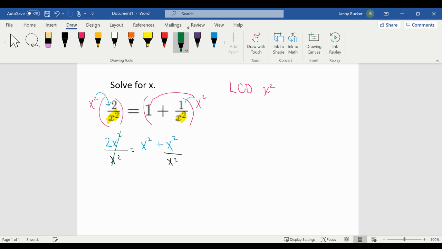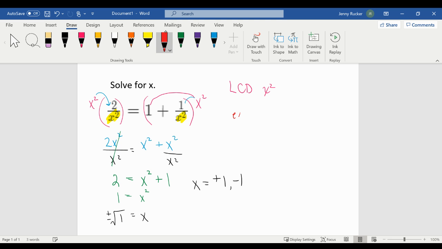So here our x squareds will cancel, and we have 2. x squared plus x squared over x squared is 1. So now we subtract the 1, and we get 1 is equal to x squared. So now we can take the square root of both sides. Don't forget plus or minus. So the square root of 1 is 1. So we get plus 1 or minus 1.